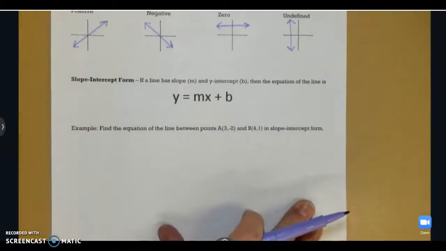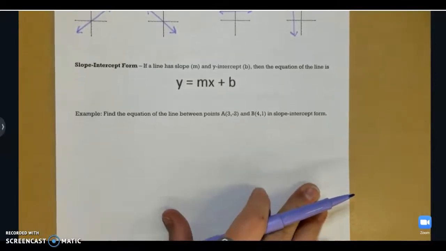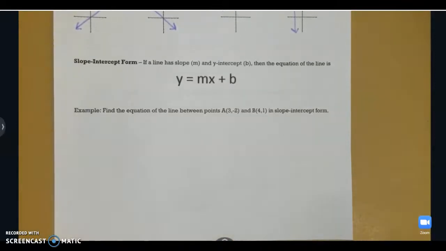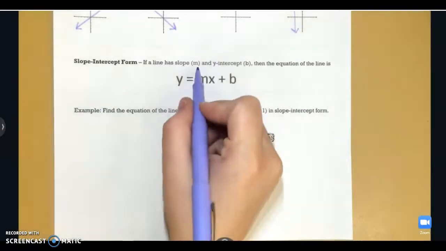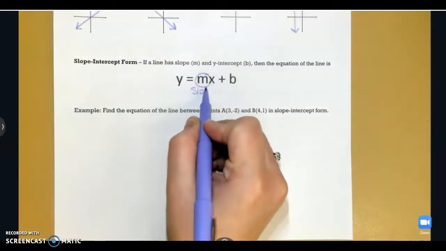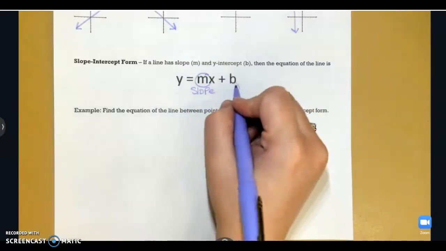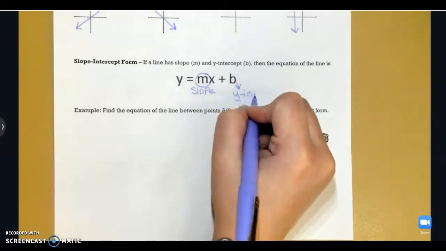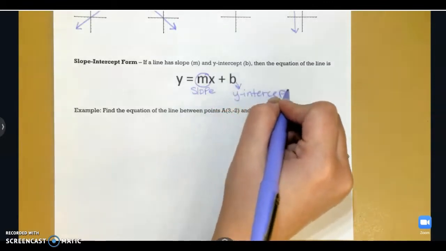Now we're going to talk about one of the ways we can write the equation of a line, and that is slope-intercept form. So I need 2 pieces of information in order to write the equation of a line in this way. I need to know the slope m, that's my slope, and I need to know b, my y-intercept. That's where our line crosses the y-axis.